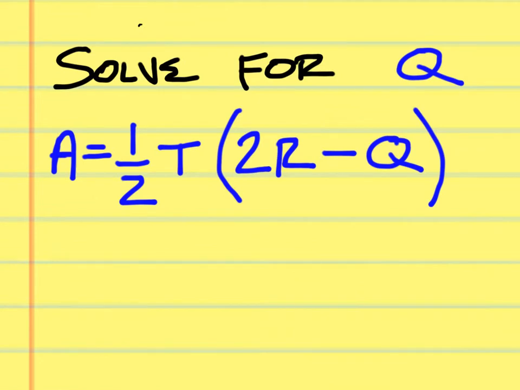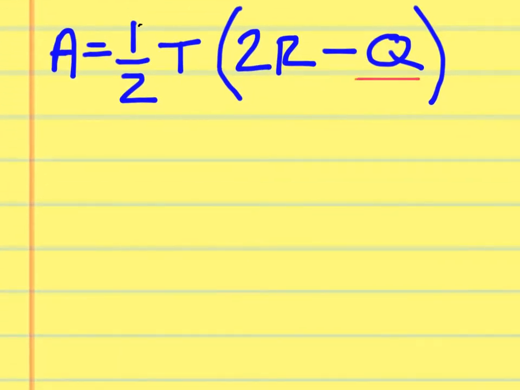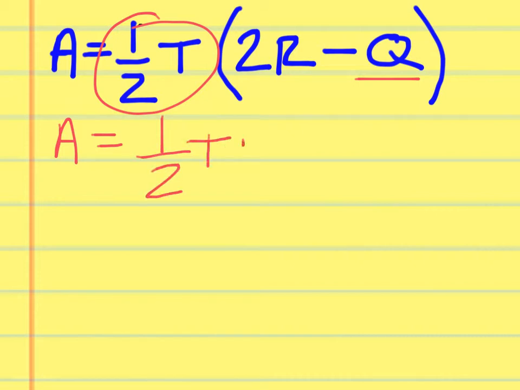A equals 1/2 t times the quantity 2r minus q. And in this problem, you're going to solve for q. So we'll underline that here. You're solving for q. Q is buried in those parentheses. So we're going to have to distribute the 1/2 t to get that thing out of there. So here we go. A equals, and distribute the 1/2 t to get 1/2 t times 2r, and then minus 1/2 t times q.